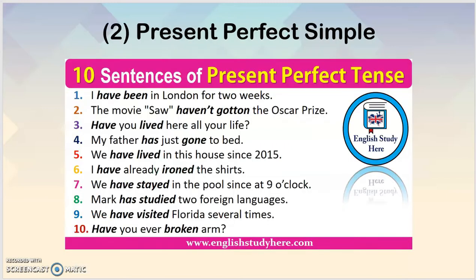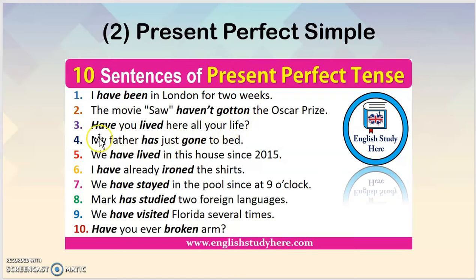Okay, the second one, present perfect simple. These are the examples. I have been in London for 2 weeks. Alright, have been. Been is past tense. Have is present, yang berlaku sekarang. Alright, the second sentence, the movie Saw haven't gotten the Oscar prize. Haven't is present, have not. Gotten is the past tense of got.